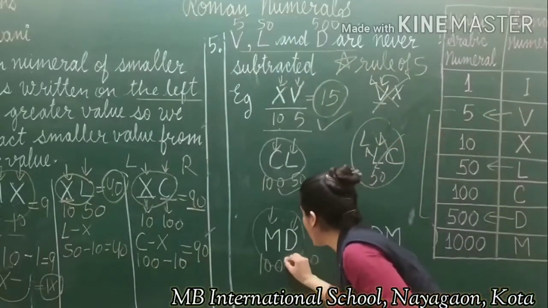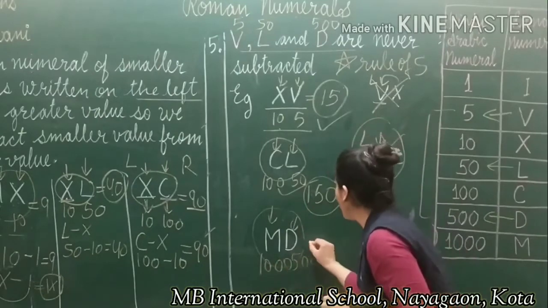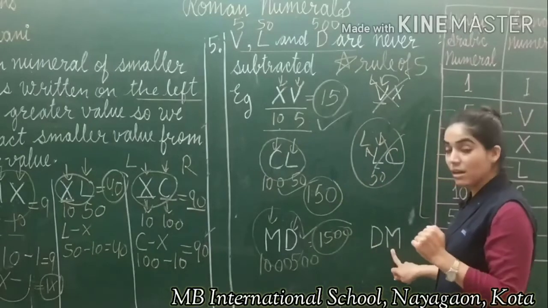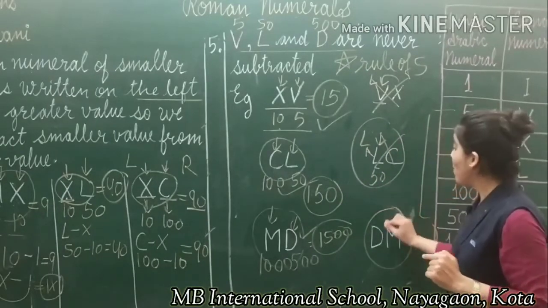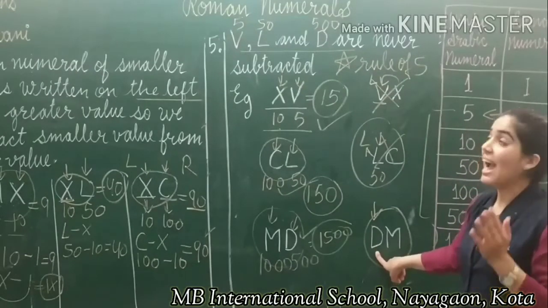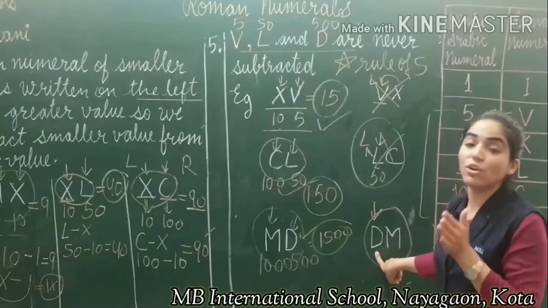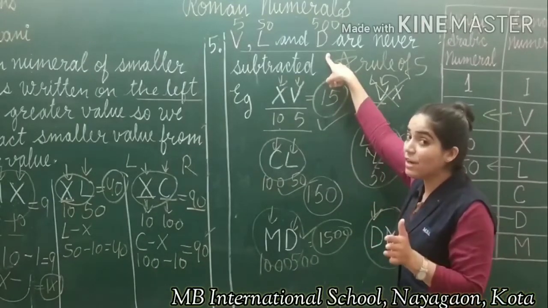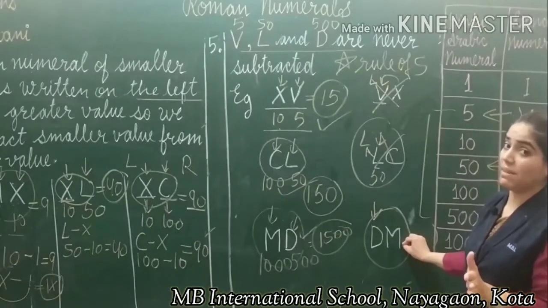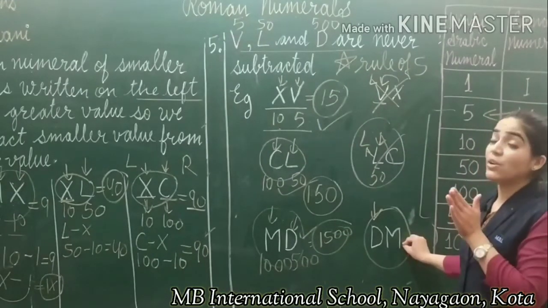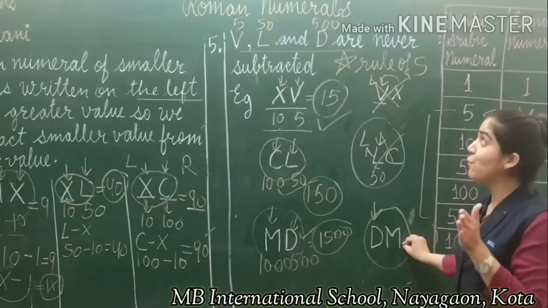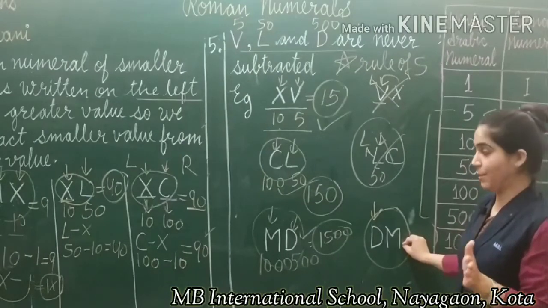So 1500. This is the answer of MD, which makes sense. But here this is a wrong format of Roman numeral, because here we have written the smaller value 500 at the left side. And according to the star rule of 5, we cannot subtract the 5 series, means 500, from any greater number. हम 5, 50, 500 को किसी भी greater number में से subtract नहीं कर सकते. We just add 5, 50 and 500 in a Roman numeral.